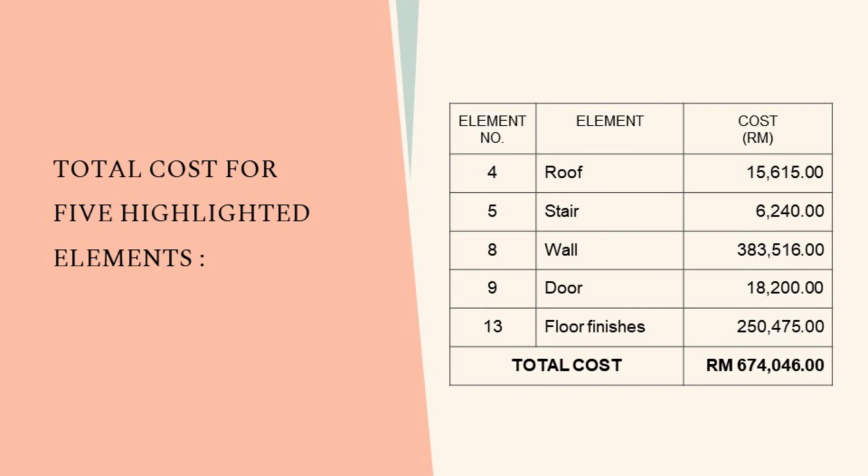For wall, the cost is 383,560 ringgit. Meanwhile, for door, the cost is 18,200 ringgit. And the last one is the floor finishes, that cost is 250,475 ringgit. The overall cost for these 5 highlighted elements is 674,046 ringgit.